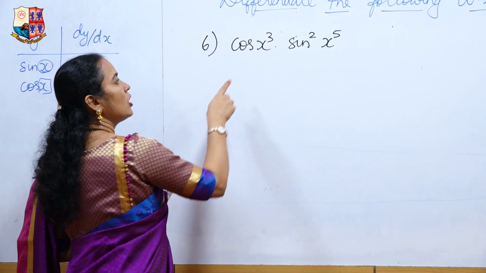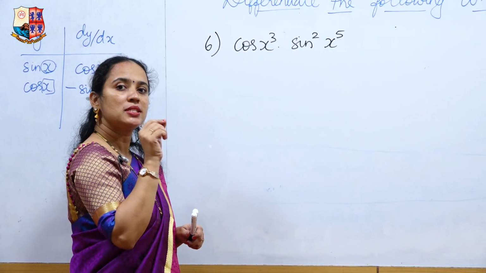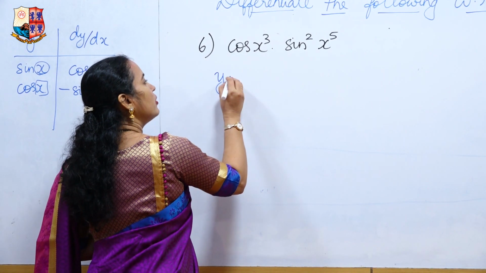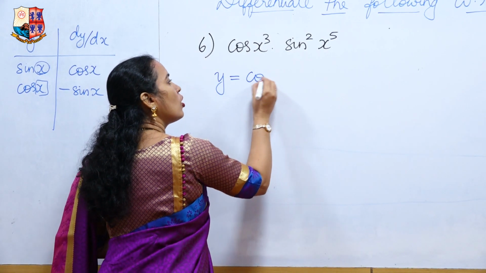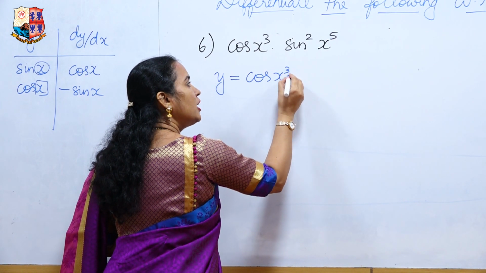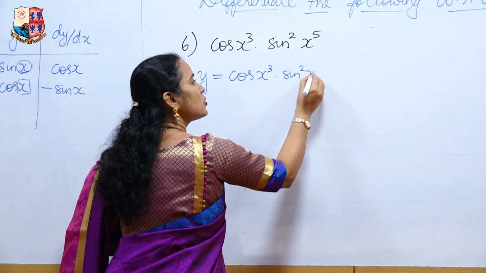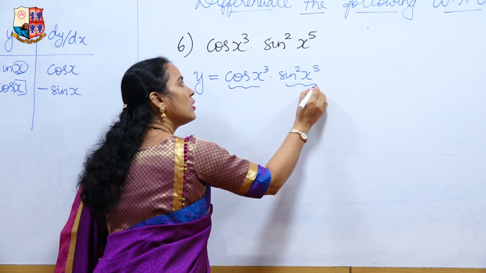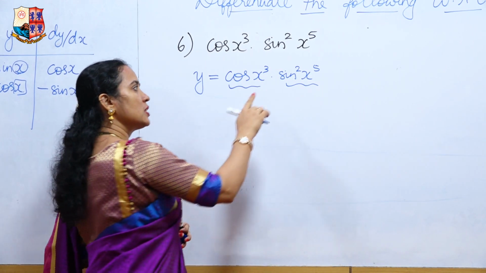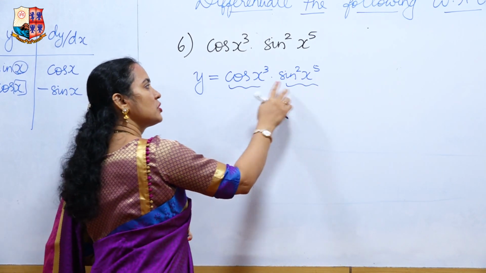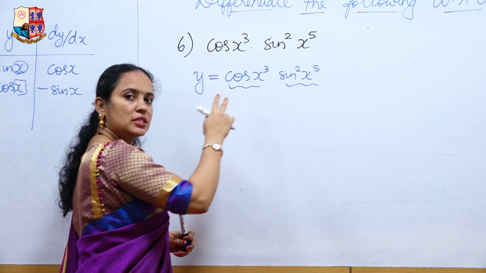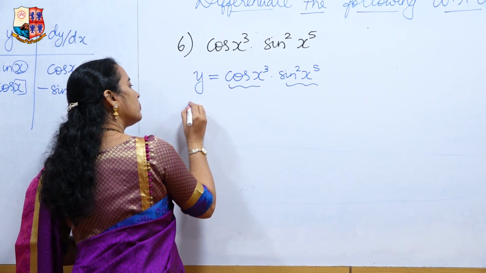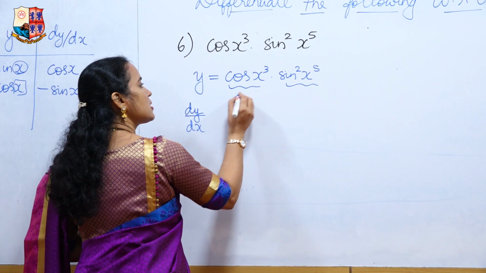Next problem. Cos x cube into sin square x to the power 5. So first step, we will take the given function as y, cos x cube into sin square x to the power 5. I am stressing on into because cos x cube is the first function, sin square x to the power 5 the second function. So these are a product of two functions where you will apply product rule. So apply product rule over here. dy by dx, product rule.